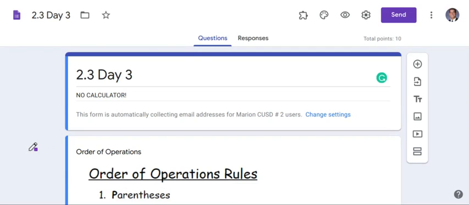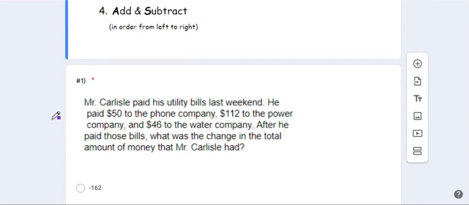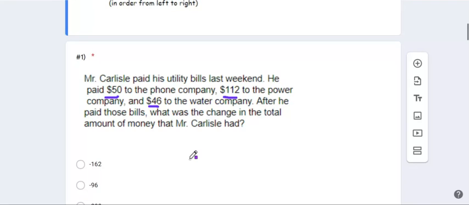Okay, I am here in 2.3, day 3, Google form. Number 1 says Mr. Carlisle paid his utility bills last weekend. He paid $50 to the phone company, $112 to the power company, and $46 to the water company. After he paid those bills, what was the change in the total amount of money that Mr. Carlisle had? So he's paying his bills, and so that means money is going out of his account.